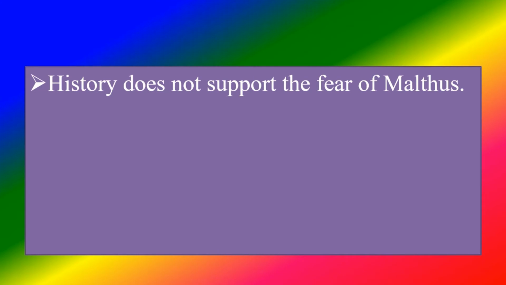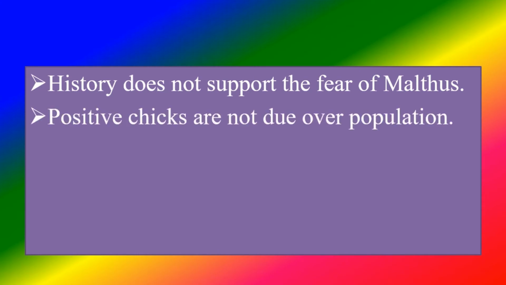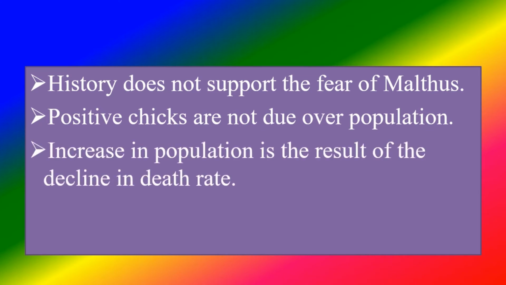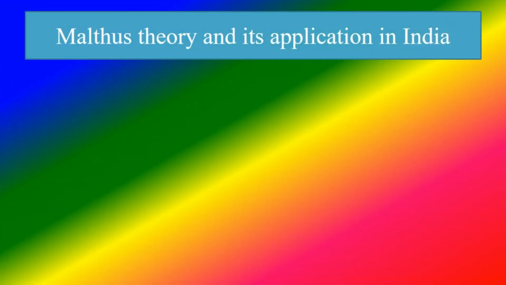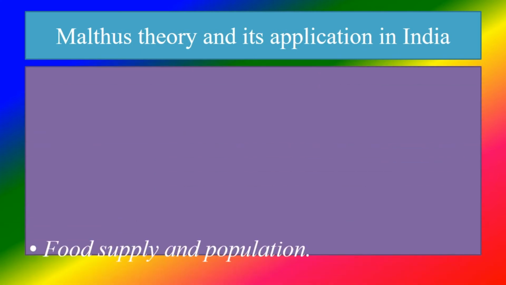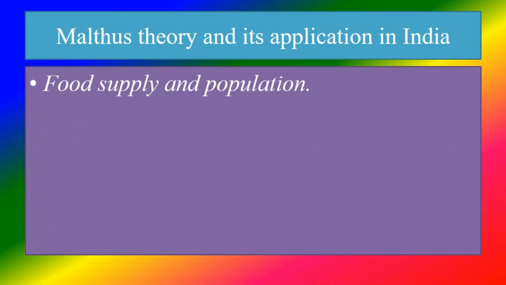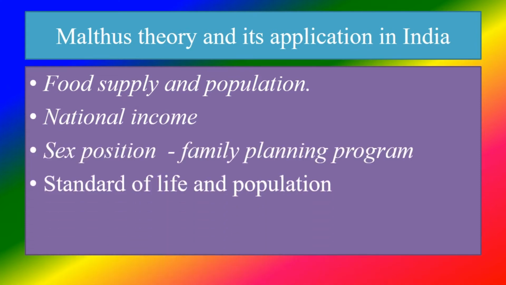History does not support the fear of Malthus. Positive checks are not due to overpopulation. Increase in population is the result of the decline in death rate. Malthus theory and its application in India. Food supply and population. National income, sex position, family planning program, standard of life and population.